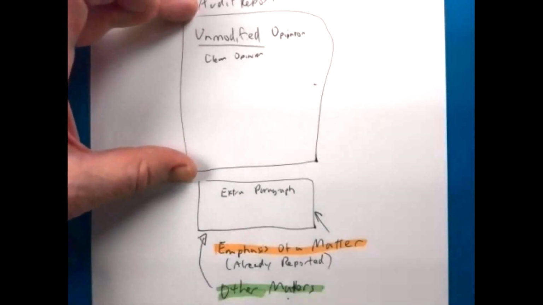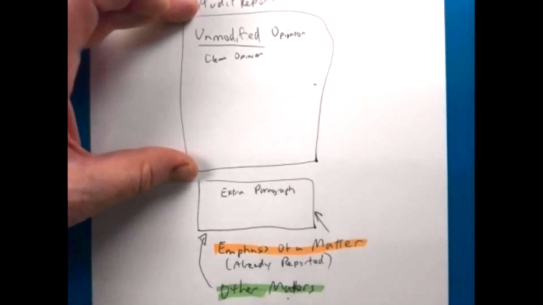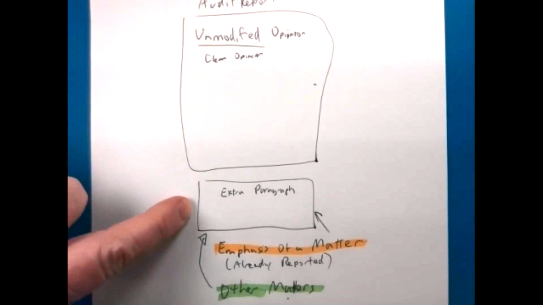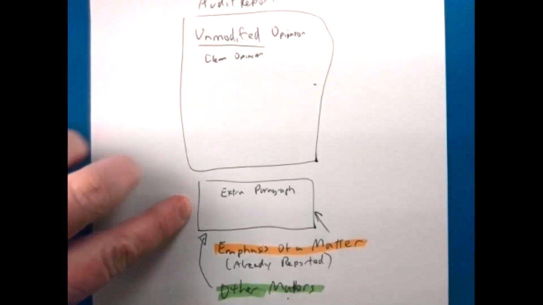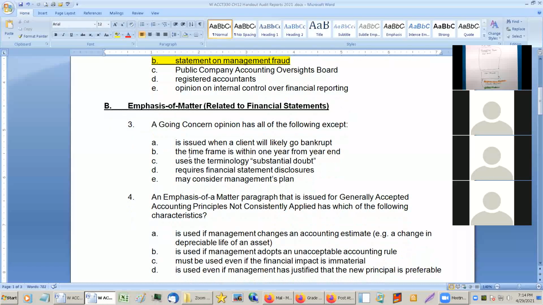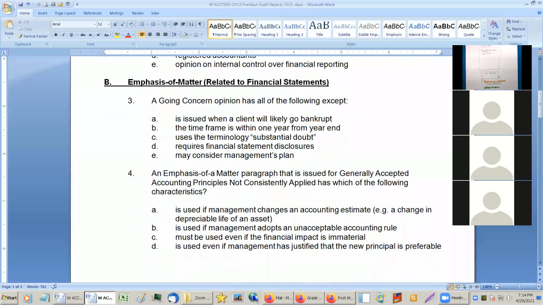The opinion is still clean. Free of material misstatement, all that kind of stuff. But this is just an extra paragraph put on the bottom of it. And it's still a clean opinion, although some people may not think that. But okay, so let's see here.